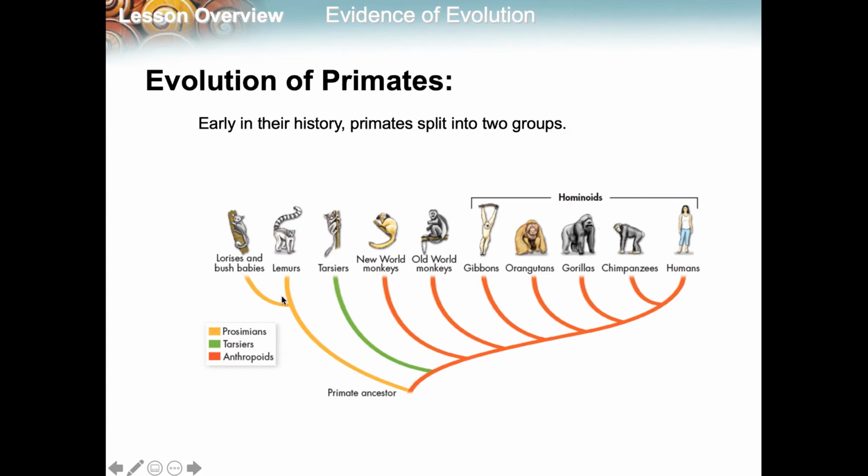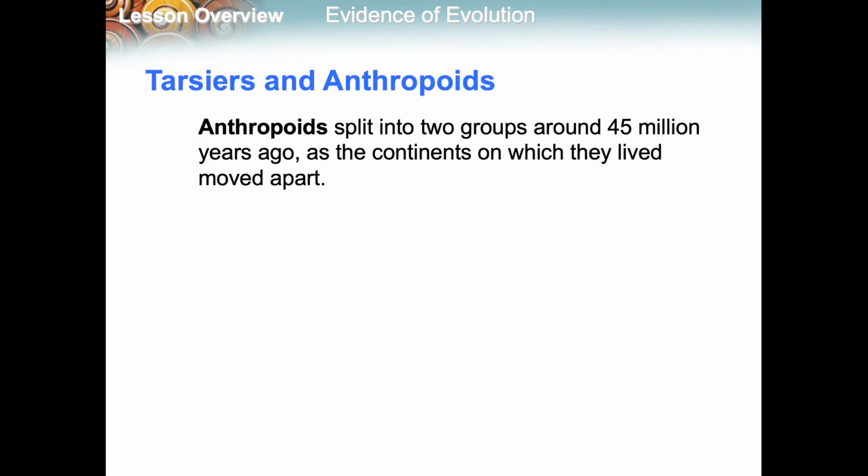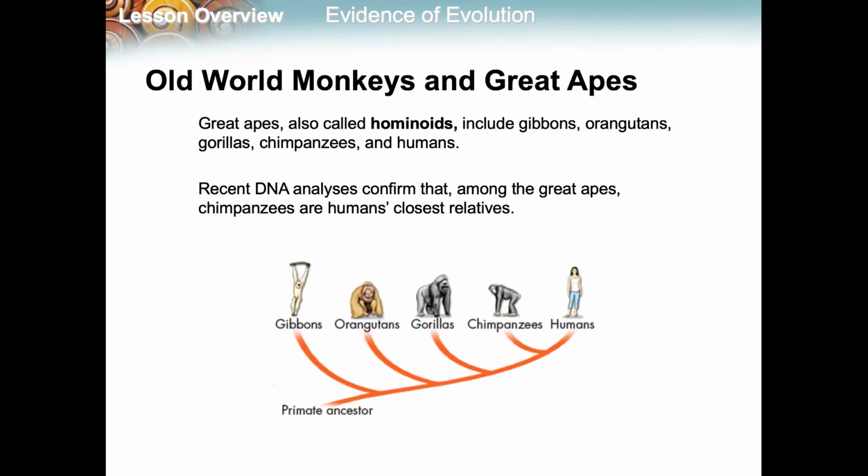So here we have the lorises and bush babies and lemurs. Once again, remember Madagascar. Tarsiers, kind of in Madagascar too. Then in our part, we have the anthropoids. That is the New World monkeys, the Old World monkeys, gibbons, orangutans, gorillas, chimpanzees, and humans. But from humans to gibbons, those are all hominoids. So anthropoids split into two groups around 45 million years ago as the continents on which they lived moved apart. If you remember Pangaea, Pangaea split. So that's why we have the different continents.